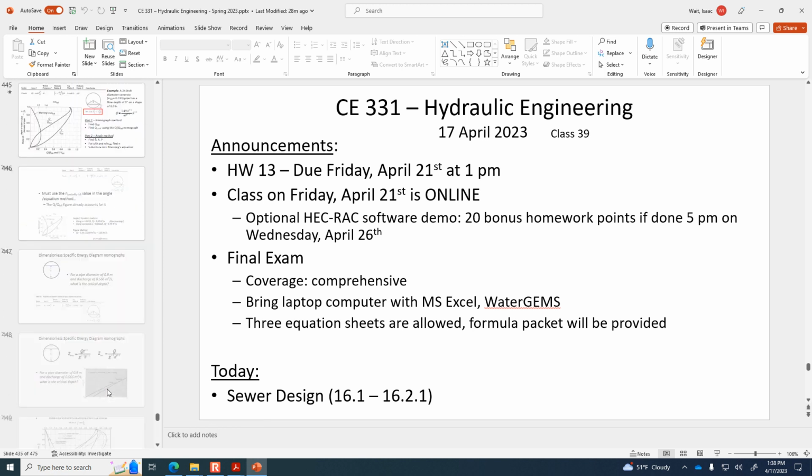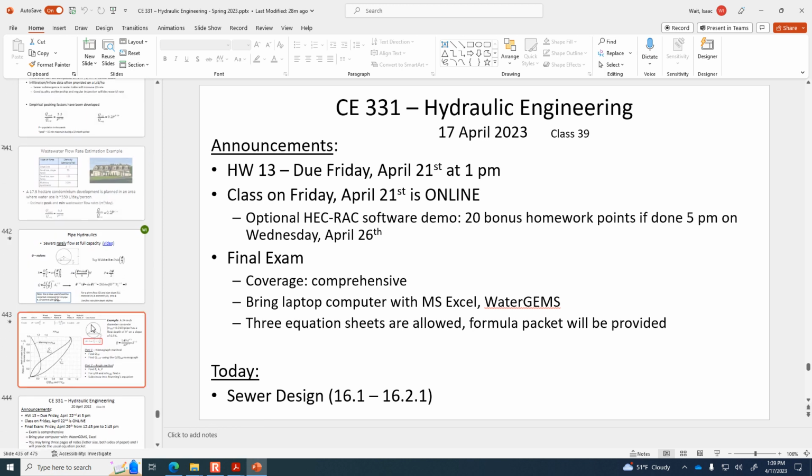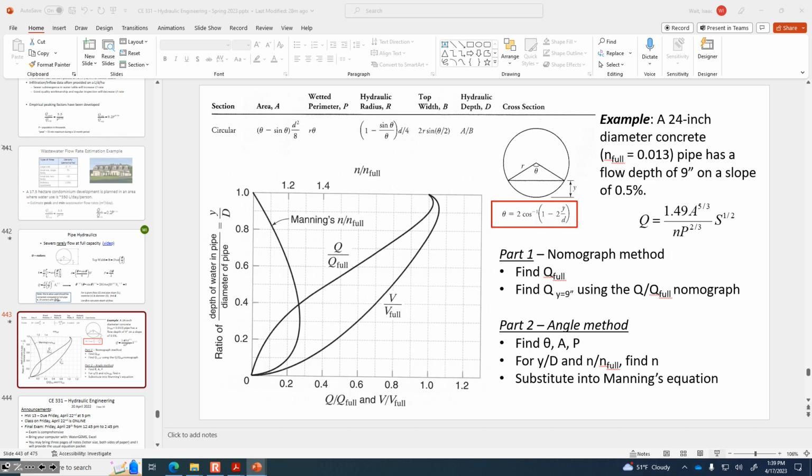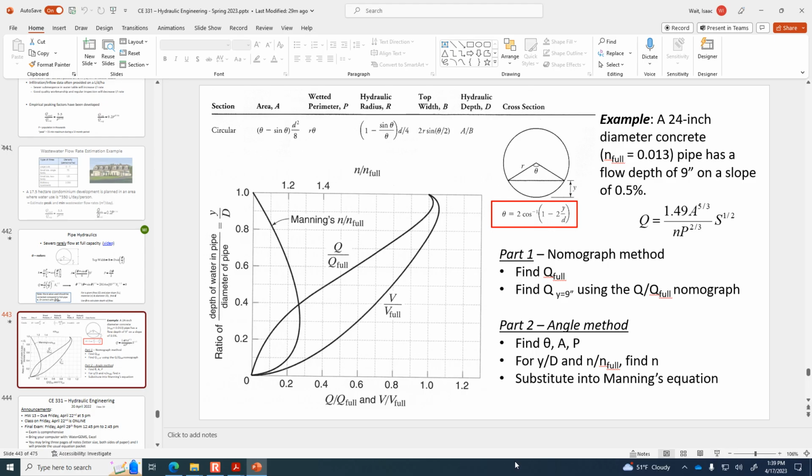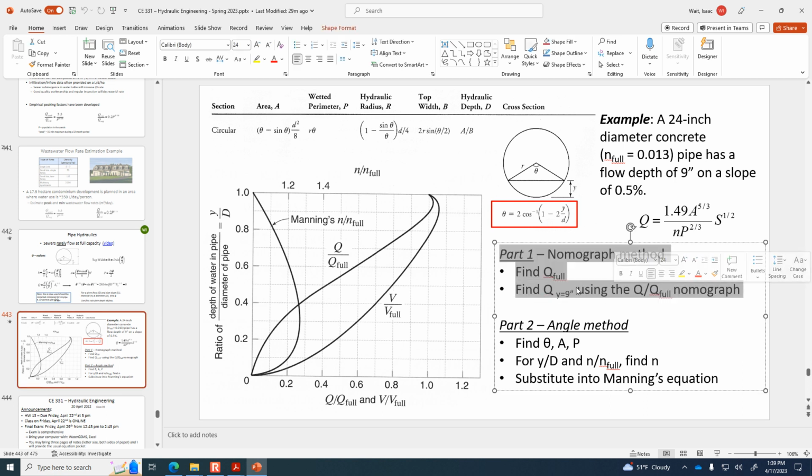Where was that curve? This one. Nonlinear. If it was just a linear relationship, then it would just be at a constant angle. But it's a nonlinear relationship because you'll have a certain increase in cross-sectional area, but the wetted perimeter is increasing at a slower rate, and then the wetted perimeter increases at a greater rate. So any questions on this first part using the nomograph method to find the flow rate for a partly full pipe?